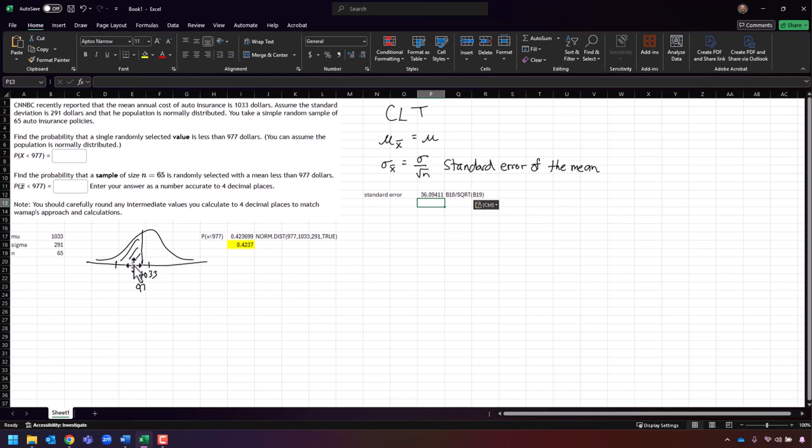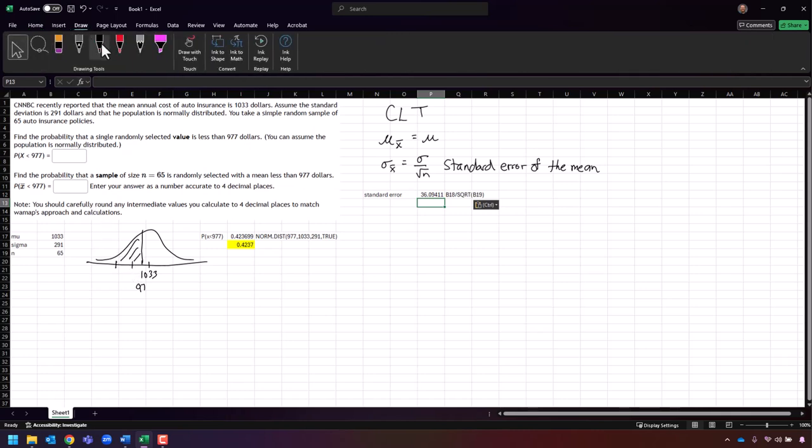So what happens here is our standard error sort of replaces the standard deviation. Here we have a distribution, and the difference between the mean and one standard deviation is $291. But in our new distribution for the next question, part B, we'd still have a normal distribution with our mean in the middle, but one standard deviation away now is like $36. So 977 would end up being closer to 2 standard deviations away. And from what we know about normal distributions, 2 standard deviations is very, very different.